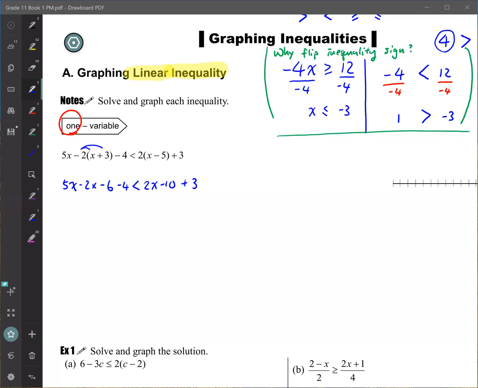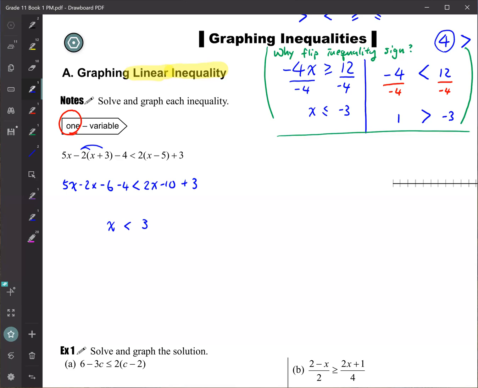X less than 3. Okay, so everything simplified? Yeah. Okay. Angela, how about you? Do you have the same? Yes. Okay, x less than 3.